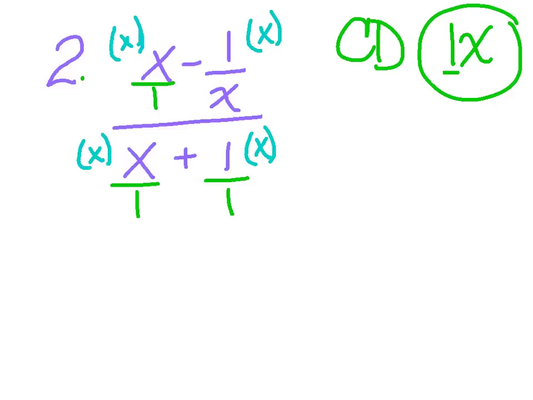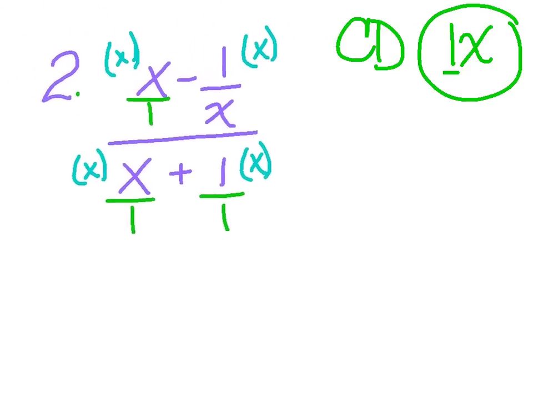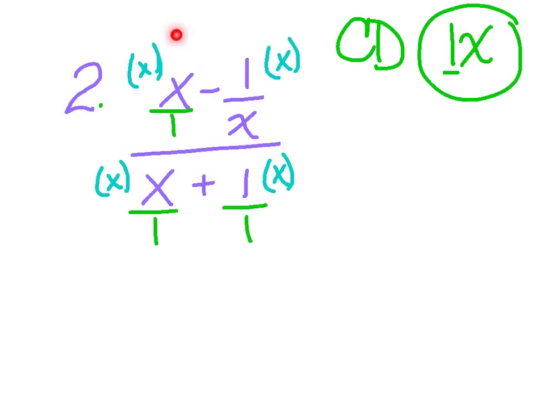Alright, so you can see I've got my x's next to every term, and of course I'm putting them on the top. Now the goal is to kill any fraction if I can. So if I look carefully at this fraction, I have an x on top and a 1 on the bottom. Nothing will cancel, so I'm just going to multiply them together to get x squared.